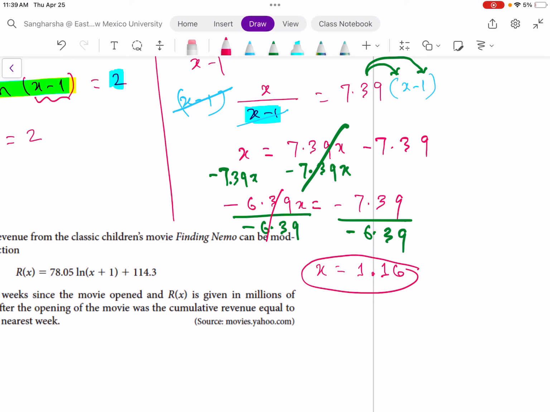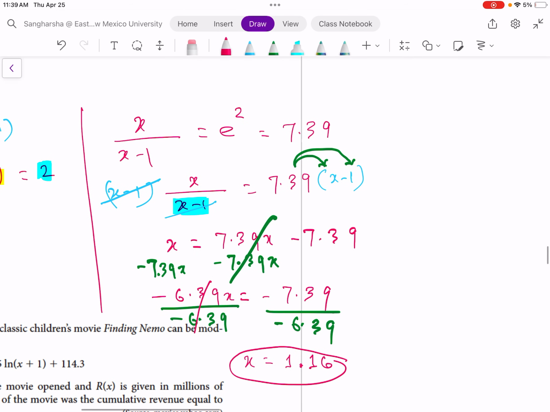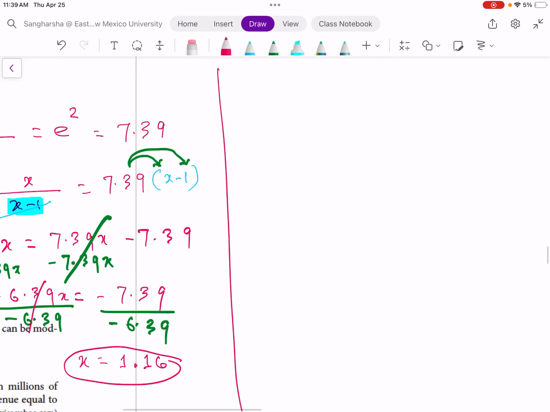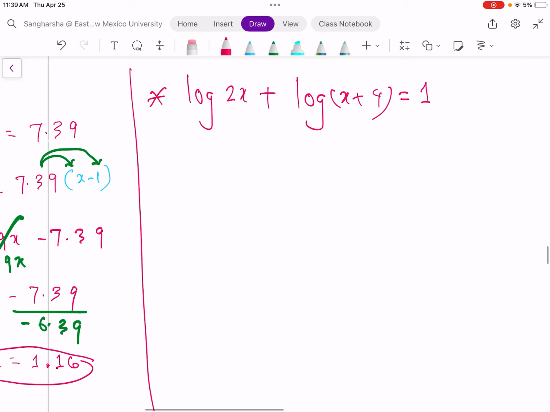Okay, let's practice another example. So we have log of 2x plus log of x plus 4 equals to 1. What type of equation is this? Log equation, right? Now, first step, we are collecting every log expression in one side. We already have that, right? So we can skip that step.